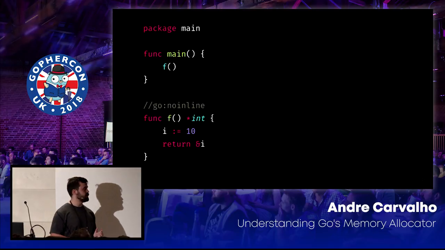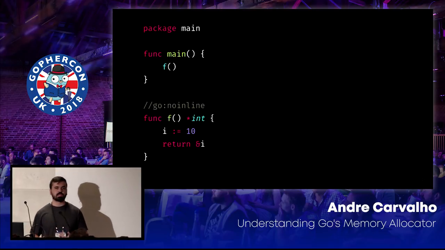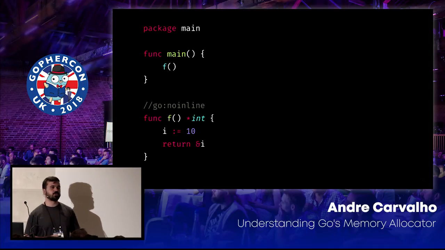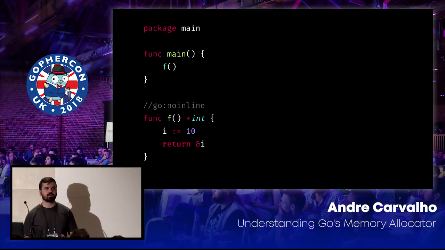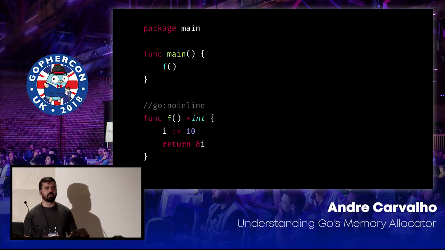So before we do anything, if the i variable is allocated on the stack and we return from f, and the main function tries to use that variable, this is going to result in an invalid memory access, because we are going to try and access a variable that was allocated on the stack of another function. So we know for a fact that the i variable has to be allocated on the heap, because main is going to try and access it.